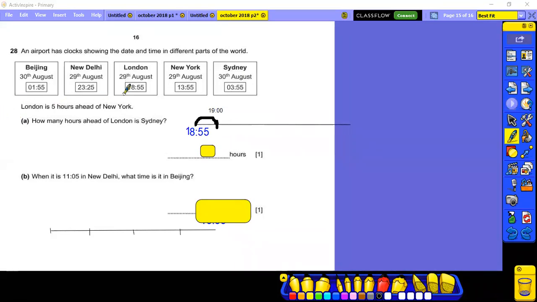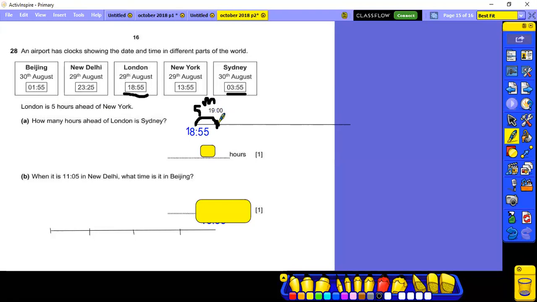When I look at London and I look at Sydney, this is 3:55 on the second day, not the same date of the 29th of August. So how many hours? If you check the hours, I'll show you how we can do it. I wrote here from 18:55 to 19, which is 7 o'clock. It's 5 minutes, right? Now, let's count from 19 till I reach 3:55.